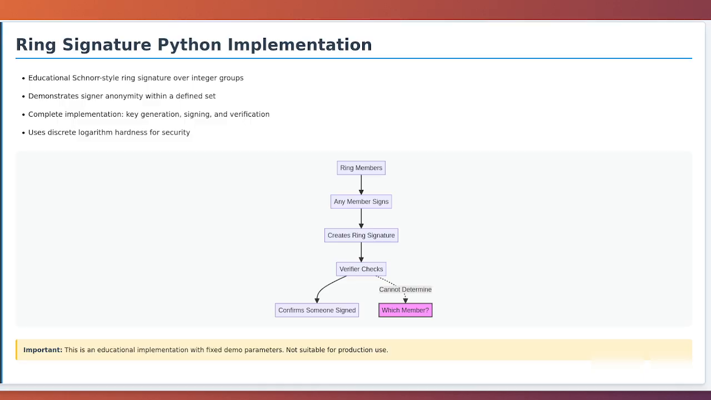The code we'll be examining implements the complete lifecycle of a ring signature system. Key generation for multiple ring members. The signing process, where one member creates a signature that could have come from any member. And the verification process that confirms someone in the ring signed, but doesn't reveal who. Throughout this presentation, we'll break down every function, every parameter, and every mathematical operation to build a complete understanding of how ring signatures work at the implementation level.